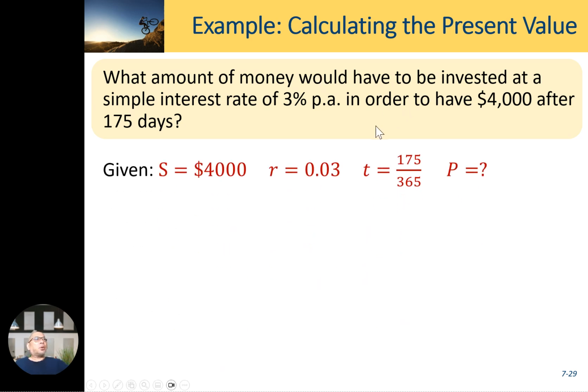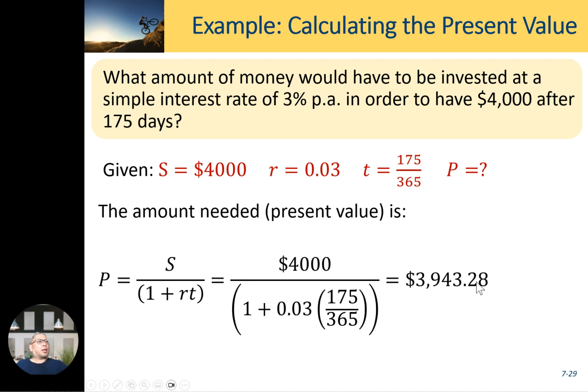S is given to you, 4,000. R is 3%, coming from here. T is 175 divided by 365. What is the P? You plug in that logic, so you got 3943.28. That's the logic for the answer for this example.